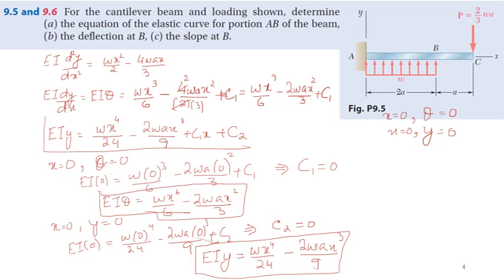Okay. Now we can find the deflection at B and the slope at B. We can easily find them using these equations. So part A was to find the equation of elastic curve for portion AB, so this is for portion AB.